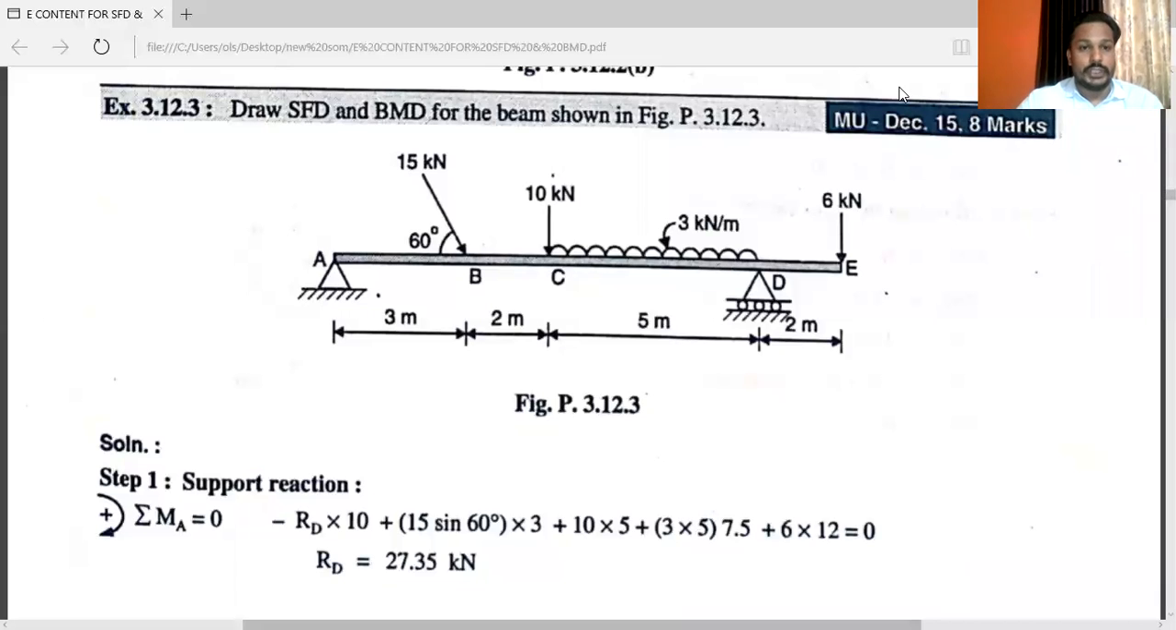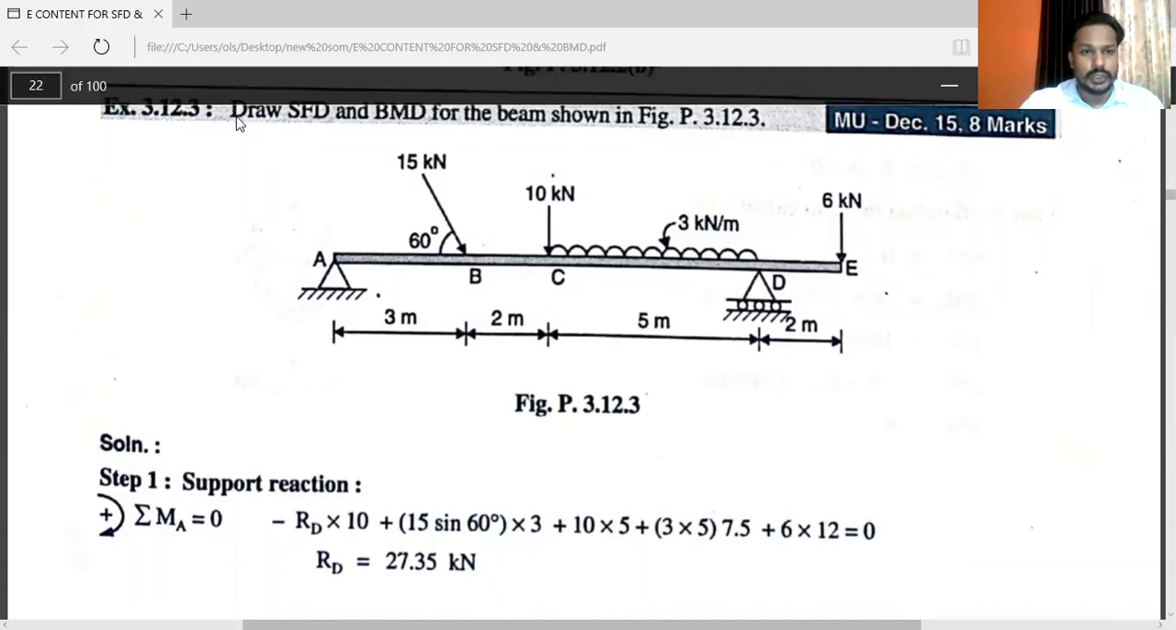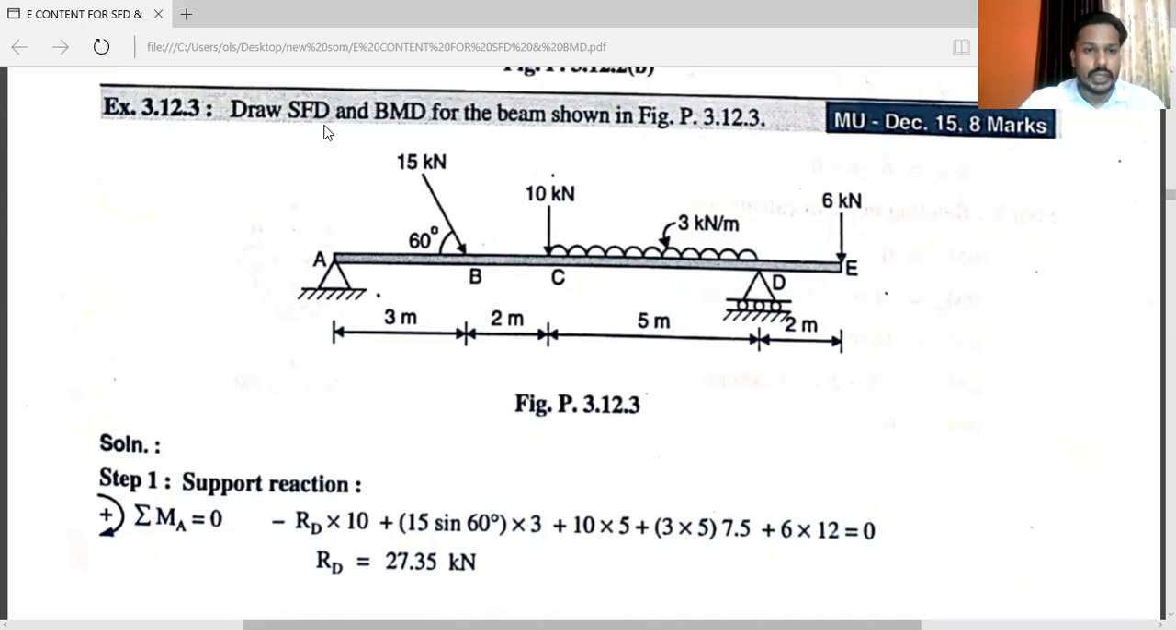Hello friends, in the previous video we have seen a problem on shear force diagram and bending moment diagram. Here again we have one more problem on SFD and BMD. See the problem. Draw shear force diagram and bending moment diagram for the beam shown in figure. This is a problem from December 2015, Mumbai University. You can see the beam is given, a horizontal beam.